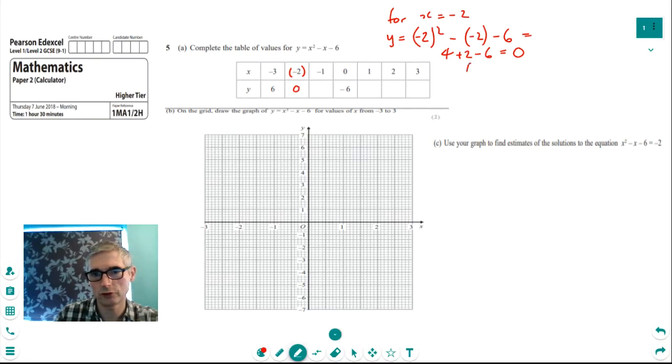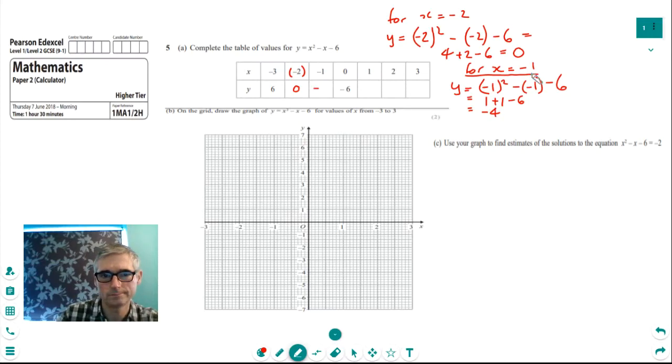If we do the same for x equals negative 1, we can see that y is equal to (minus 1) all squared minus (negative 1) minus 6. If we tidy that up, minus 1 squared is going to give us a positive number, it's going to give us 1. Minus negative 1 gives us plus 1. And then take away 6, so we end up with minus 4. So that's the value we can put in there.